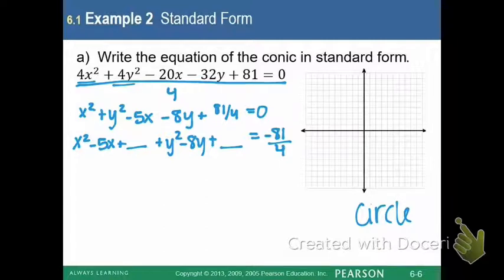Okay, so I'm going to do completing the square for both my x's and my y's. On this one, negative 5 over 2 does not simplify, so I'm just going to square both of these to get positive 25 over 4. That's what's going to go in the blank. And remember, I also have to add that to the right side.